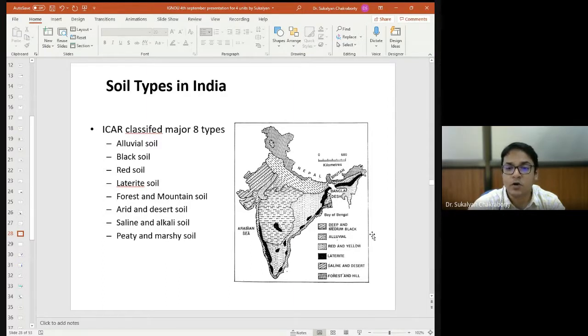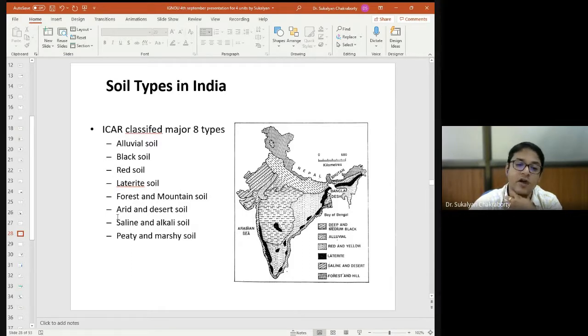Deep and medium black soil, alluvial soil, red and yellow laterite, saline desert, forest and hill. So these are the alluvial soil you find on the banks of the rivers, black soil you find in this region. Red soil is actually the lateritic soil. Forest and mountain soil is very high in humus, humic acid, and fulvic acid.